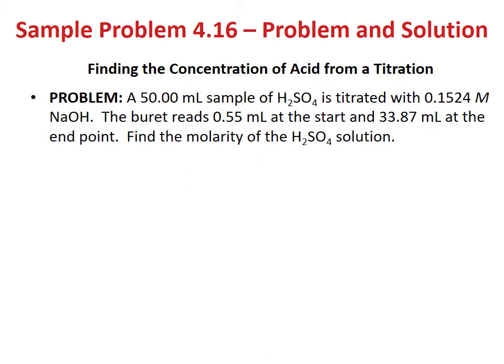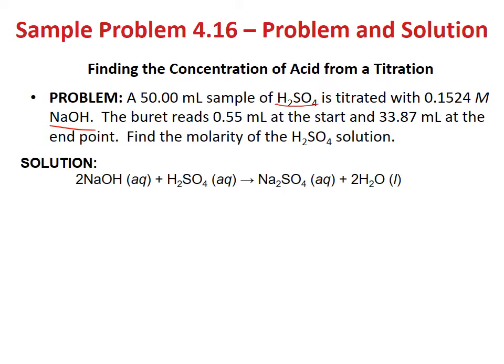Sample problem 4.16. A 50 milliliter sample of sulfuric acid is titrated with 0.1524 molar sodium hydroxide. The burette reads 0.55 milliliter at the start and 33.87 milliliter at the end point. Find the molarity of sulfuric acid. So this is about titration using sodium hydroxide to titrate sulfuric acid. Here is the neutralization reaction, and it's a balanced equation.